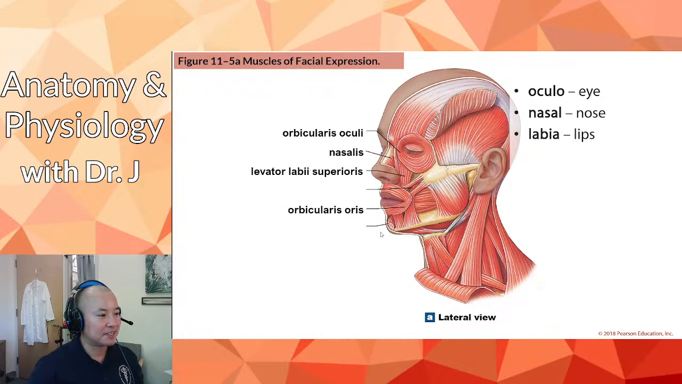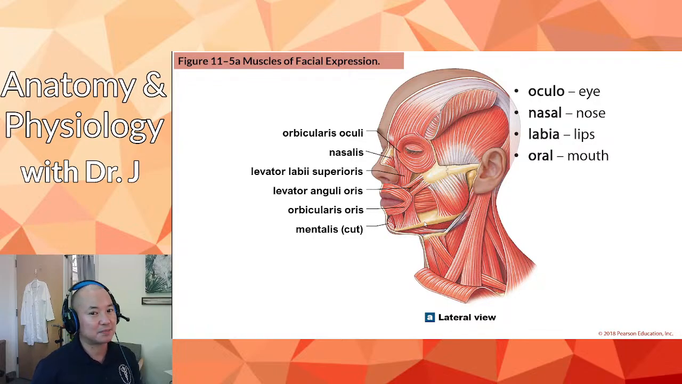And then you have the orbicularis oris. So orbicularis, but instead of oculo, it's oris. Like oral means mouth. So here we have two muscles that move the mouth. And mentalis is cut in this one, but if you remember your anatomical landmarks, what is mental? We're talking about surface landmarks. Mental doesn't refer to this, it refers to your chin. So this is a muscle right here on the chin. This is why I really emphasize learning those landmarks, because this is where it pays off. A lot of these use the landmarks in their name.